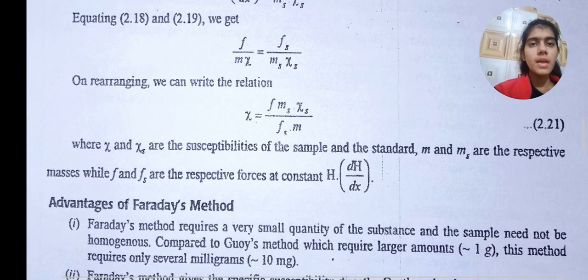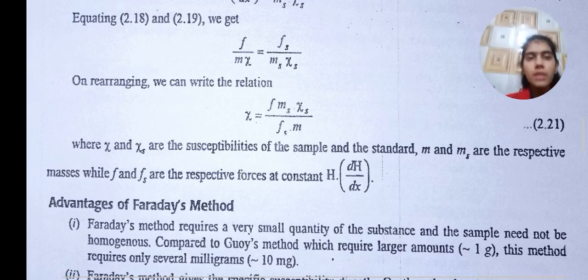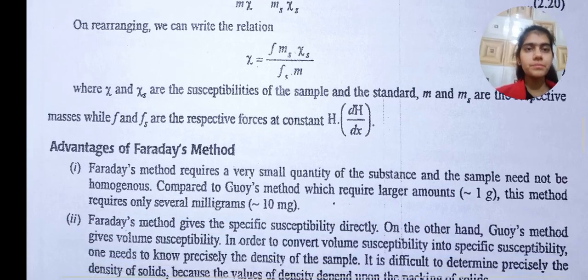where xi and xis are the susceptibilities of the sample and the standard, m and ms are the respective masses, while F and Fs are the respective forces at constant H into dH upon dx. Advantages of Faraday's method.